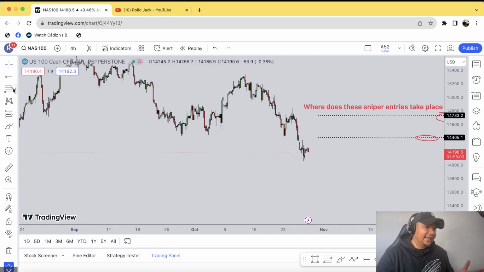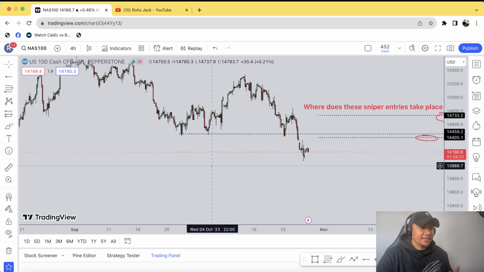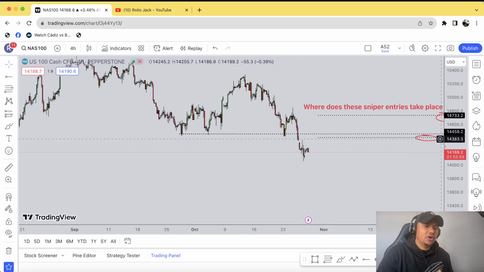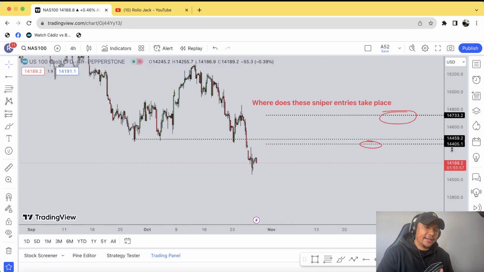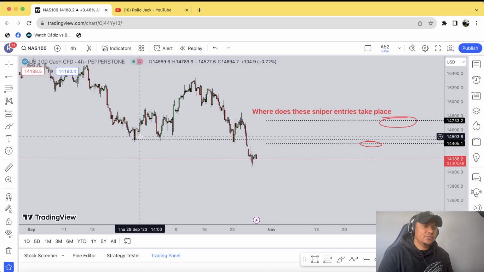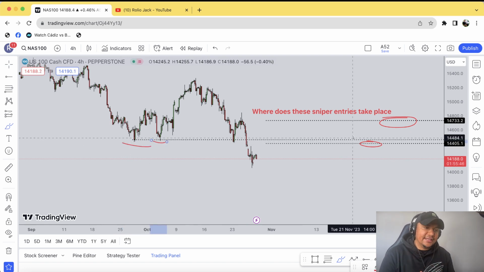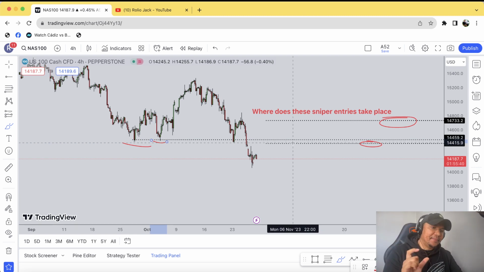To give you an easy example on the 4-hour time frame, this is a good example of a sniper entry. The market printed a low and then continued higher. The market came back to this previous low and tested it again, meaning that if you placed a limit order right aligned with this level of support, a buy limit, there would have been a high probability of you being able to get a sniper entry.